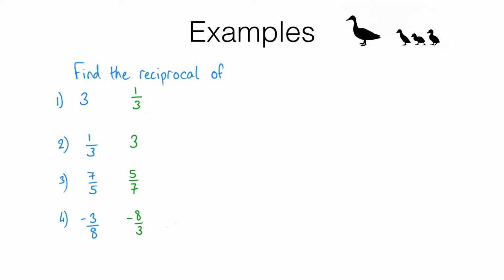So you can imagine really there is a hidden 1 there. 3 is the same as 3 over 1. And in fact, the same thing applies in the case of this whole number. You can think of 3 as 3 over 1, and to find the reciprocal, all we did was swap the numerator and denominator around. Same kind of thing going on here, and even here. -3/8, the reciprocal of that is simply -8/3.